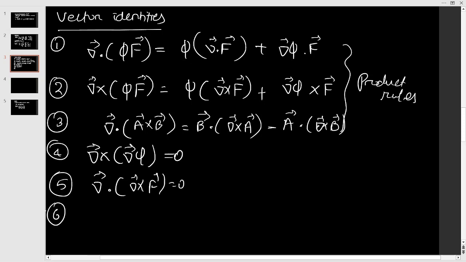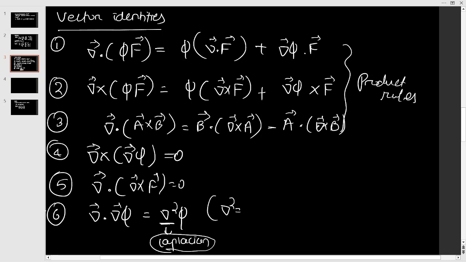I will also talk about the Laplacian. What does Laplacian mean? You can write it as divergence of grad phi, and we write it as grad squared phi. This one is known as the Laplacian of a scalar. It means grad squared is del squared by del x squared plus del squared by del y squared plus del squared by del z squared, operating on a scalar field. So this is known as the Laplacian operator.